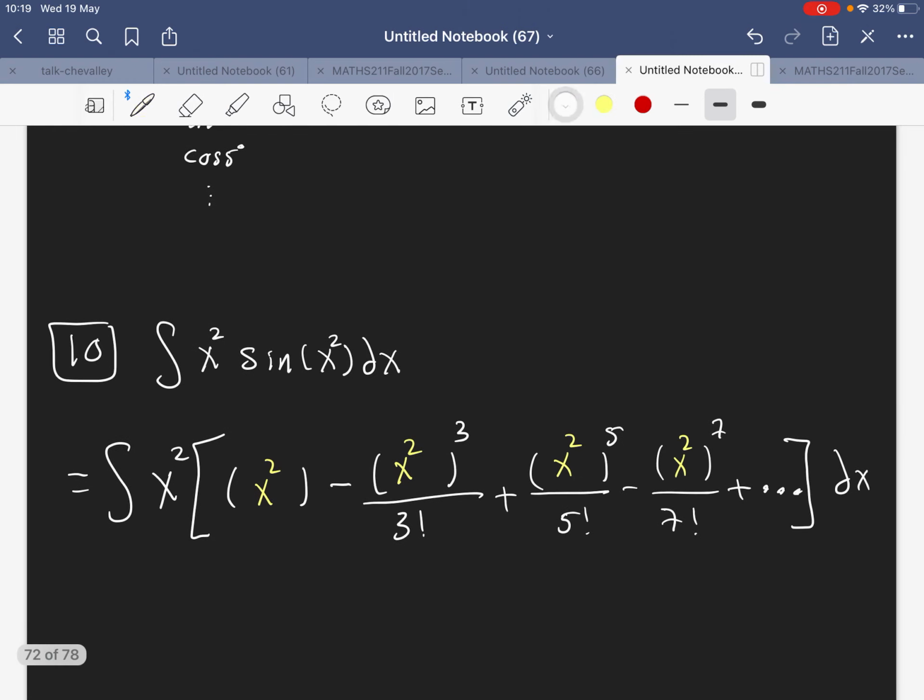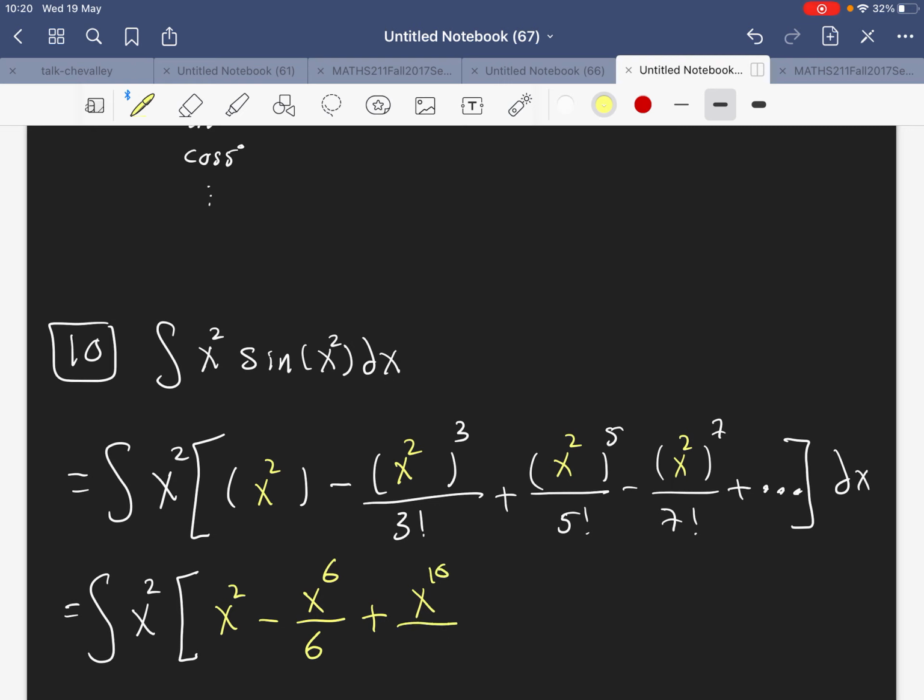Now, the next step is you do x squared. Now you expand this one. This is x squared. This will be x to the power 6. Now 3 factorial is already 6. Plus x to the power 10 over 5 factorial, which is 120. Minus x to the power 14 over 7 factorial, which is 5040. Or you can just keep them as factorials. It doesn't really matter here. Those are just numbers.